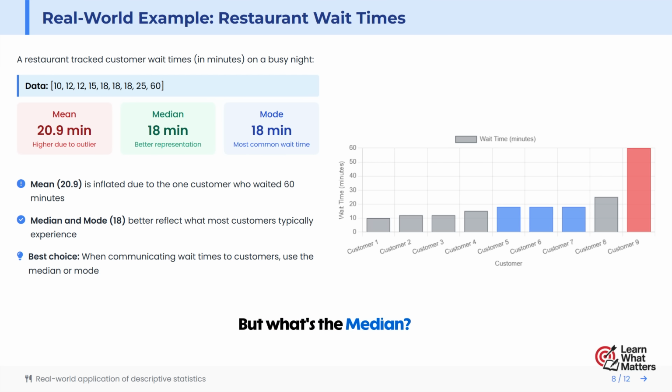But what's the median? The middle value is 18 minutes. And the mode? The most common wait time is also 18 minutes. So if you were telling customers what to expect, what's the best choice? The median or the mode? They give a much better, more honest reflection of the typical customer experience. See? The tool you choose changes the story.